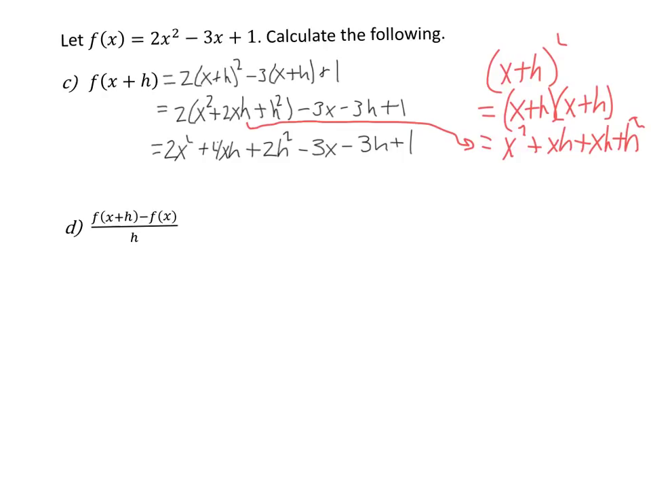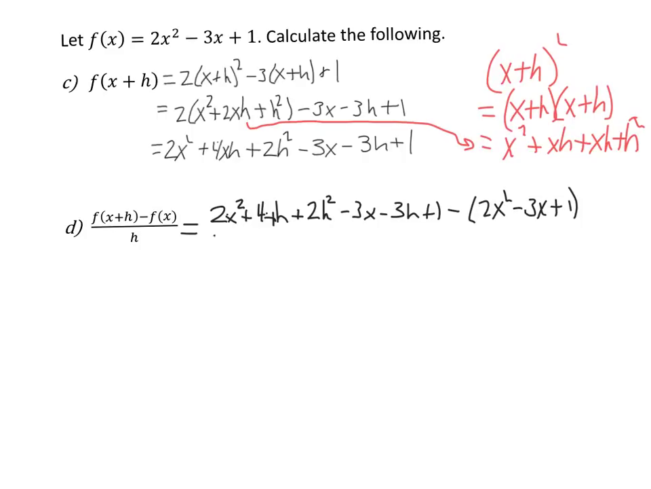Now here's the good news about part D. Part D, we use what we already have. We already know f of x plus h. So I just take that bottom line from problem C: 2x squared plus 4x, ugly looking xh, plus 2h squared, minus 3x, minus 3h, plus 1, and then I subtract the entire original function f of x. And because there's stuff going on, I use parentheses. So minus 2x squared minus 3x plus 1, all in parentheses, all of it divided by h.